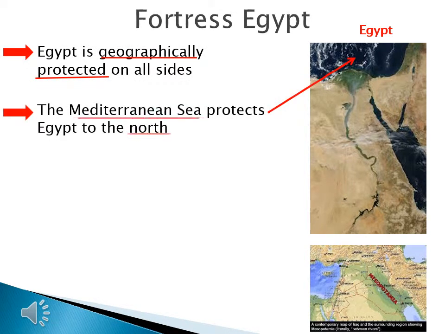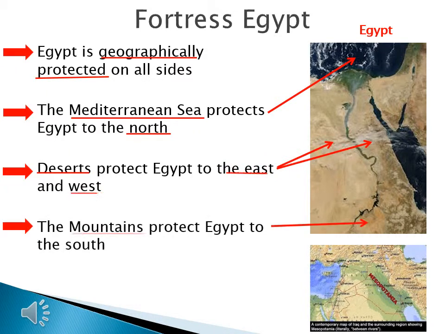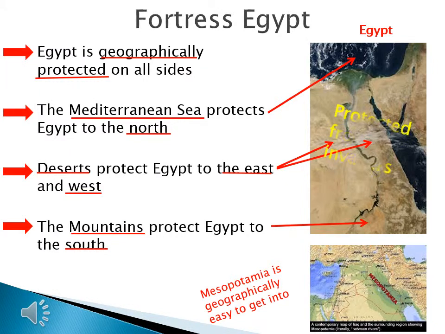The Mediterranean Sea protects Egypt to the north. The deserts protect Egypt to the east and the west, and the mountains protect Egypt to the south. We've already learned that Mesopotamia is geographically easy to get into. So Egypt is protected from invaders. Mesopotamia, not so much. Go to the next slide.